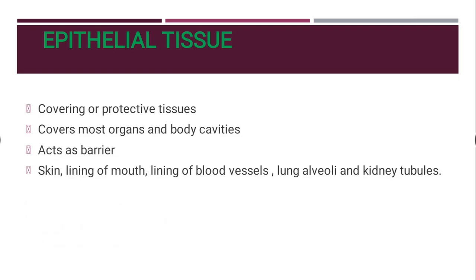First, coming to the epithelial tissue, the covering or protective tissues in the animal body are the epithelial tissues. Epithelium covers most organs and cavities within the body. It also acts as a barrier to keep different body systems separate. The skin, the lining of the mouth, the lining of blood vessels, lung alveoli and the kidney tubules are all made of epithelial tissue.